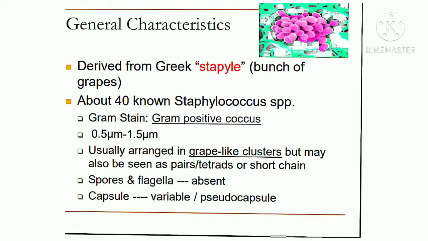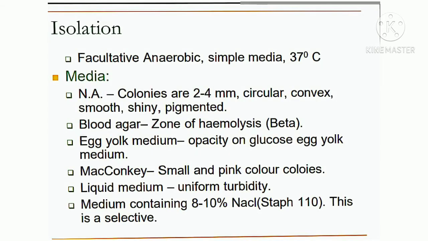On the basis of these arrangements, there are different kinds of these bacteria, and there is absence of flagella and spores, and they form capsules which are variable, like pseudocapsules or some other type of capsules. These are facultative anaerobes and require simple media for their growth, with 37 degrees Celsius temperature required for optimum growth. There are different kinds of media for these bacteria, like nutrient agar, blood agar, egg yolk medium, MacConkey agar, and liquid medium.